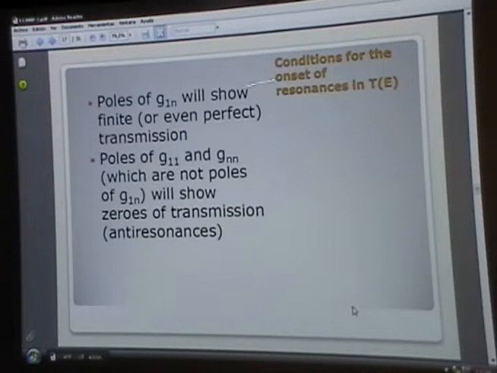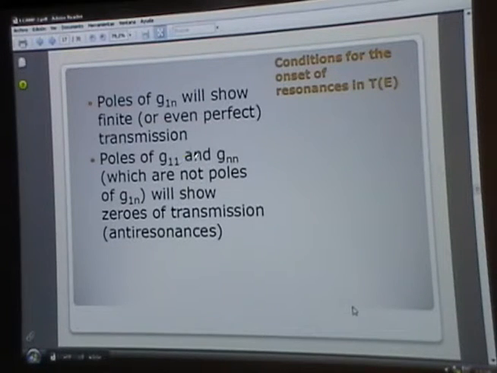So the poles of this Green function determine the probability of transmission. And at these poles, we have fine transmission and sometimes even perfect transmission. That means that you have 100% of your electrons impinging here with the right energy, and you have a complete transmission on the other side.